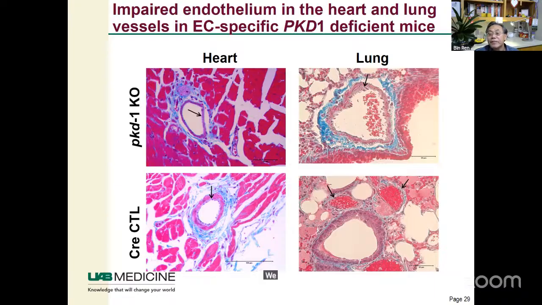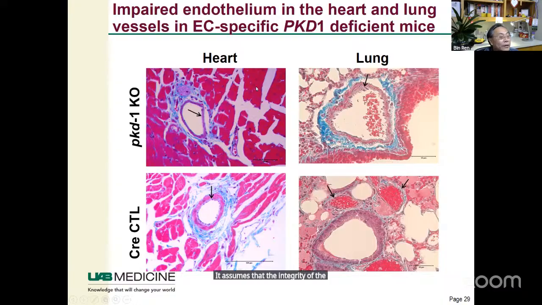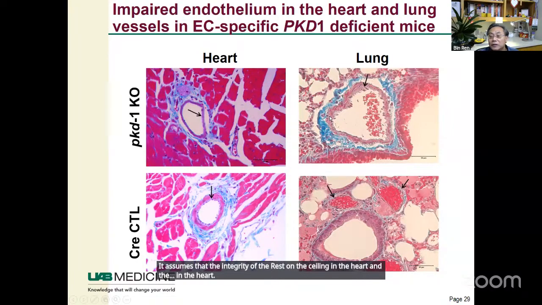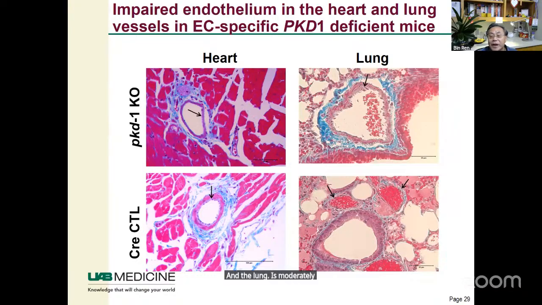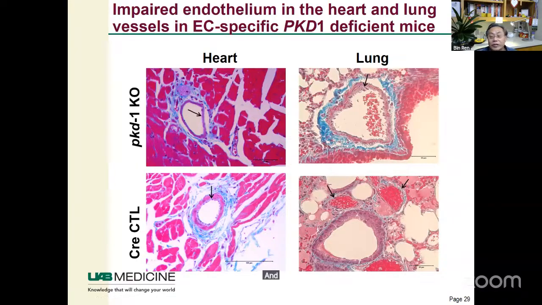We also examined vascular phenotype in the transgenic mice using immunohistochemistry staining. It seems that the integrity of the vascular endothelium in the heart and the lung is moderately impaired in the transgenic animals, where PKD1 is deficient in the vascular endothelium. As you can see, the vascular endothelium appears to be irregular and have defective endothelial cell coverage when compared with the control.